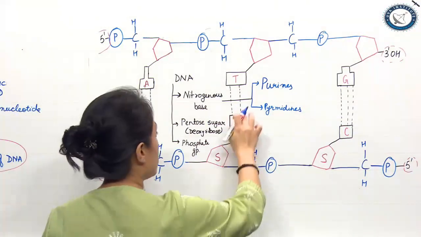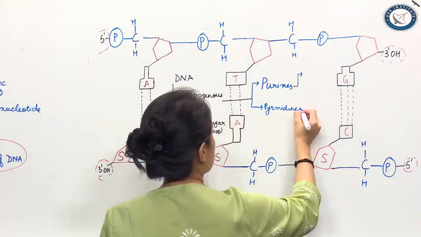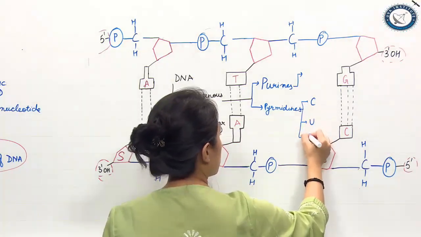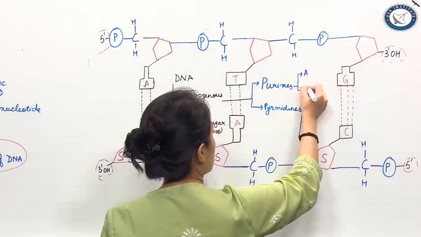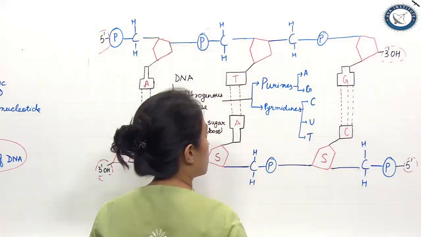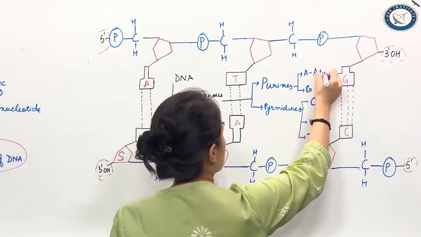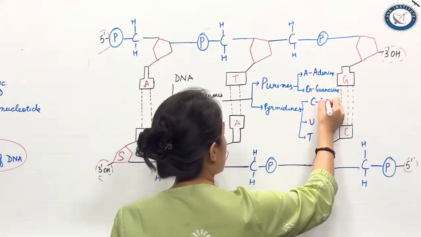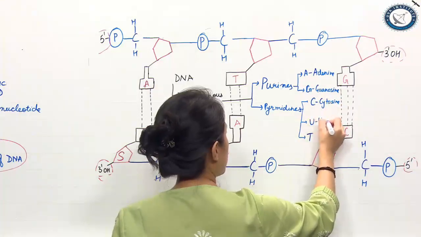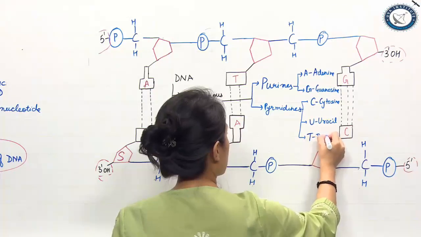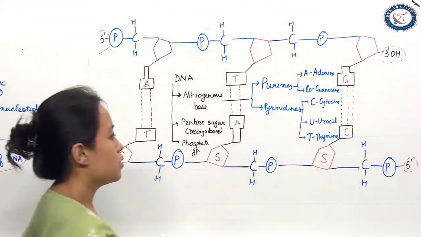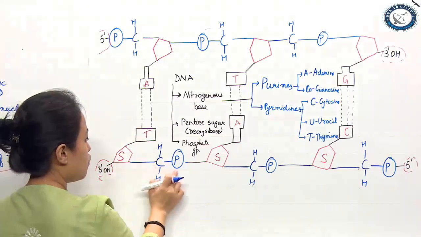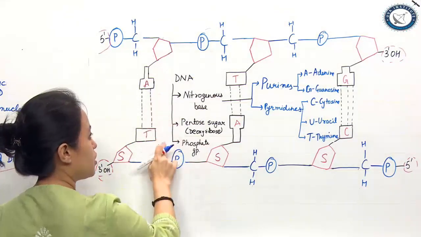In order to learn them, purine and pyrimidine, just remember: cut. Purine is AG. A stands for adenine, G for guanine. Pyrimidines are cytosine, uracil, and thymine. Okay, guys? This is what we are dealing with. Can you see? Pentose sugar, phosphate, nitrogenous bases. Okay?